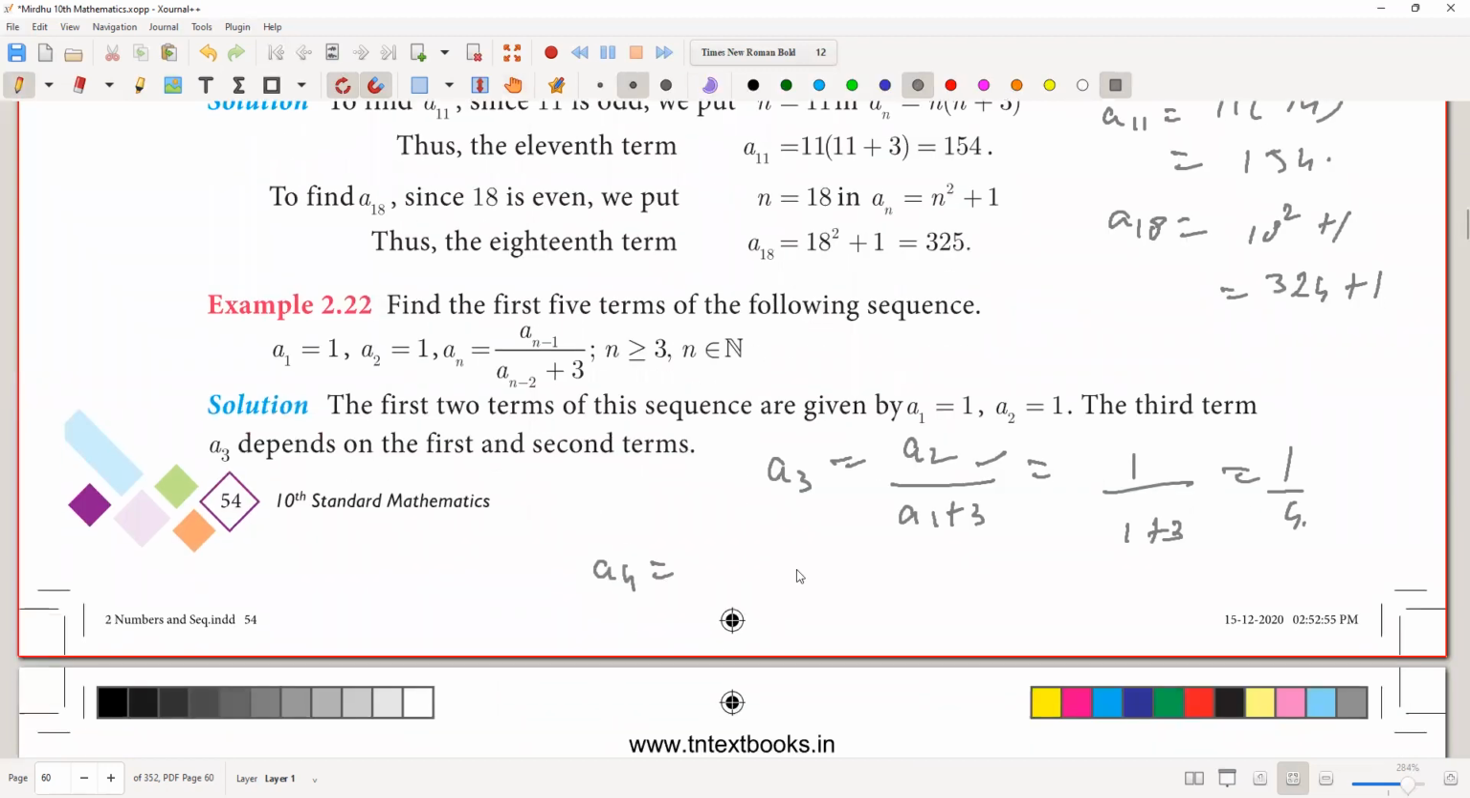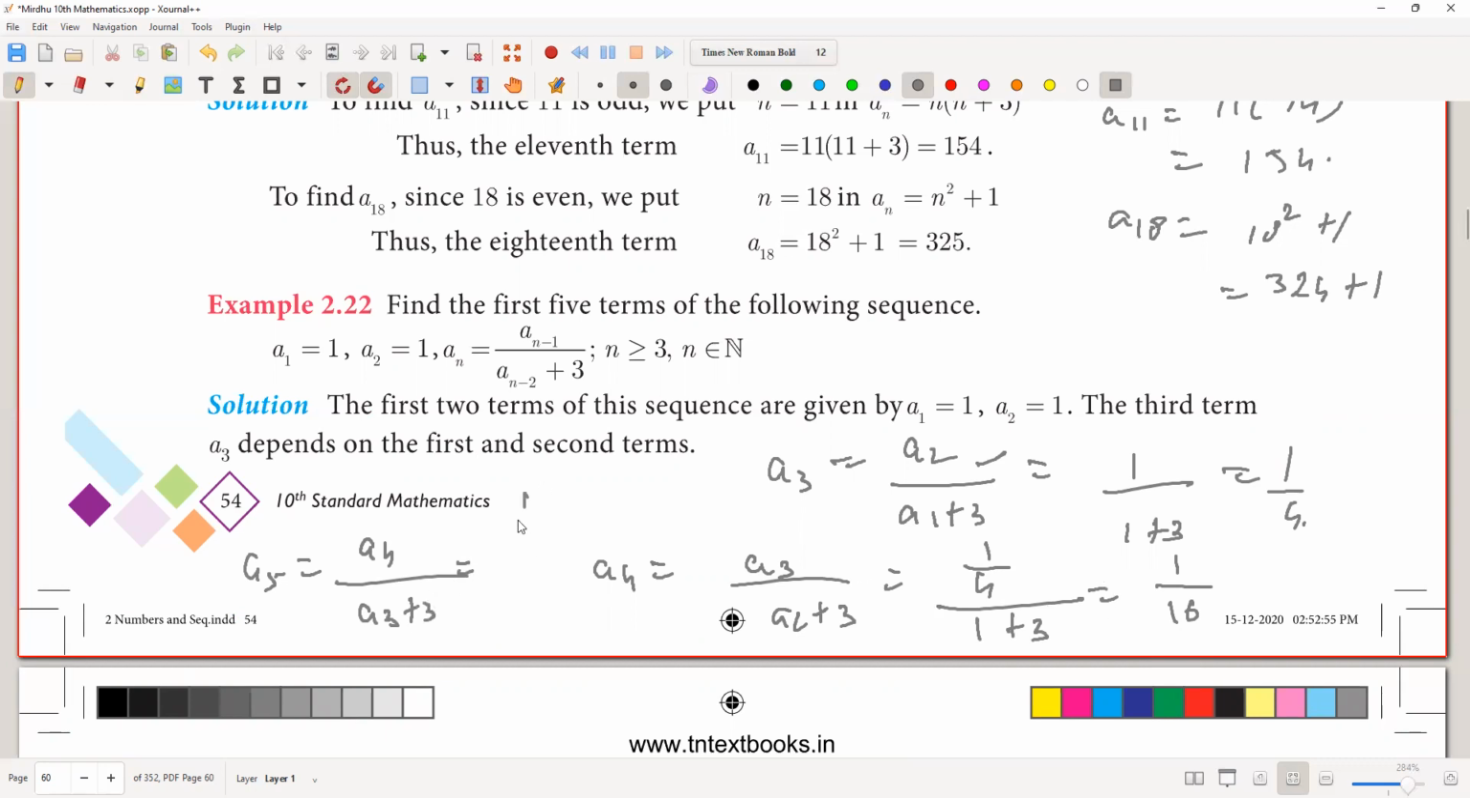A4 would be A3 divided by A2 plus 3. A3 is 1 by 4 divided by A2 is 1 plus 3. So it becomes 1 by 4 into 4, 16. The last term A5 is A4 divided by A3 plus 3. A4 is 1 by 16. A3 is 1 by 4 plus 3. This becomes 13 by 4. All right. It would become reciprocal. 1 by 16 into 4 by 13.